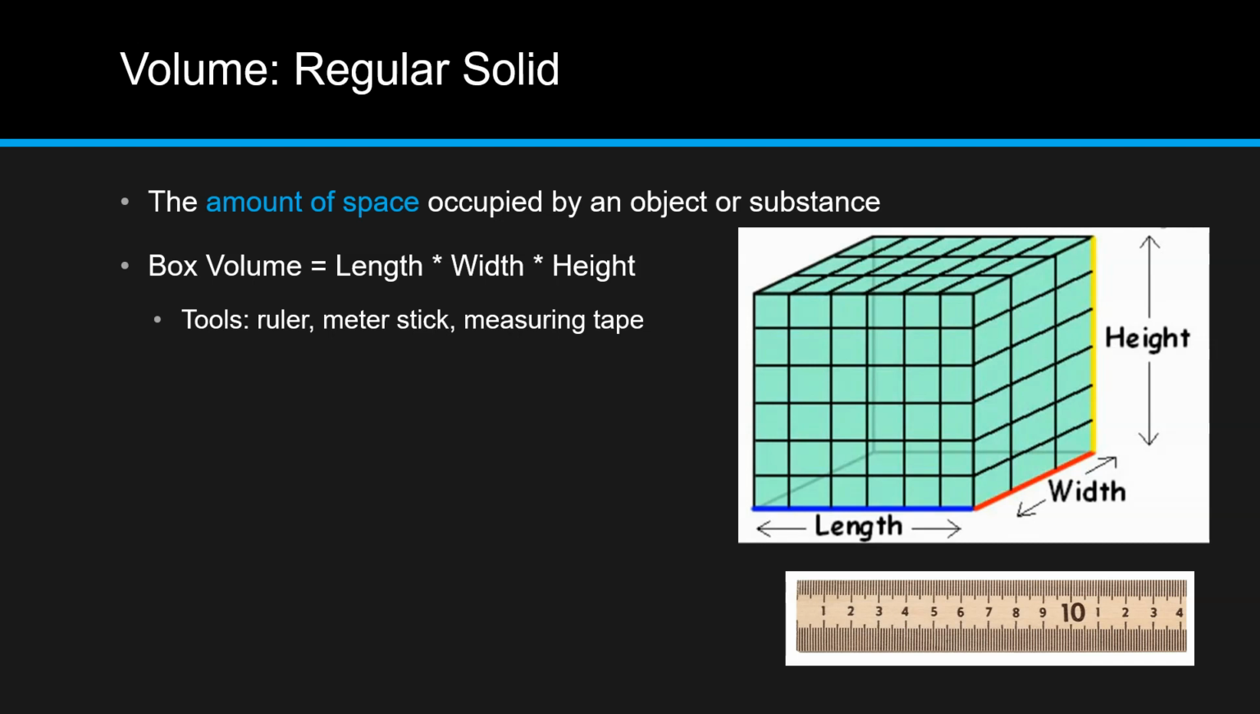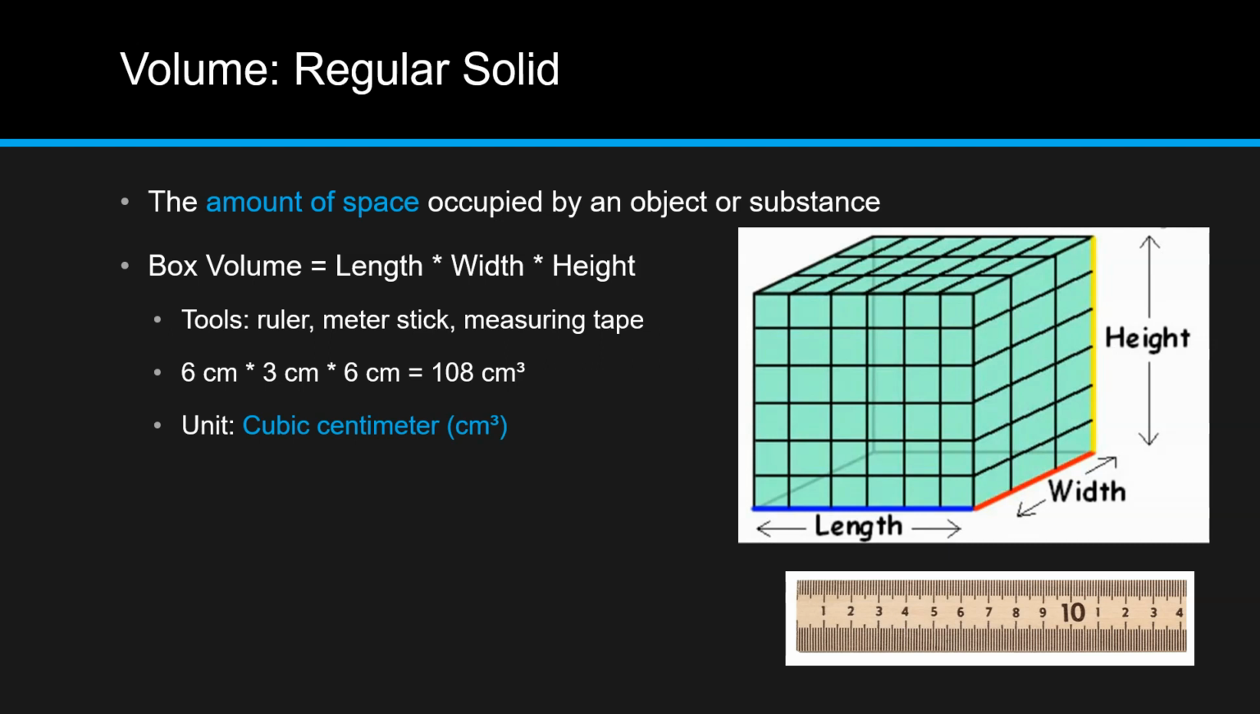We'll assume that each line represents a centimeter, or that each of those little squares is 1 centimeter on each side. So this box would be 6 centimeters by 3 centimeters by 6 centimeters. If I multiply those numbers all together, I get 108.